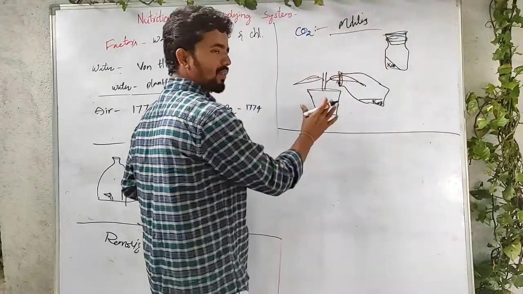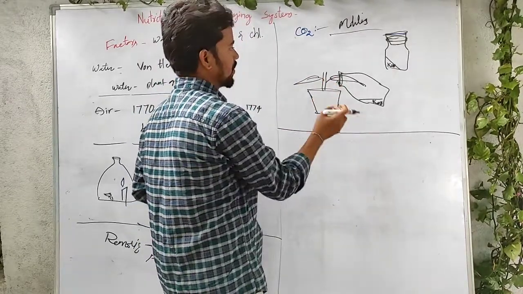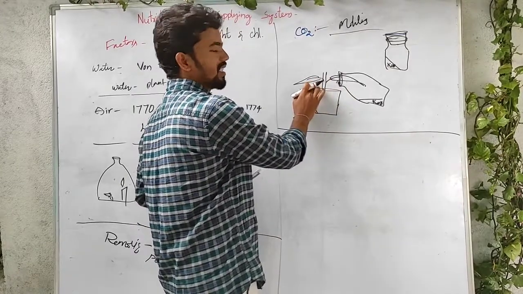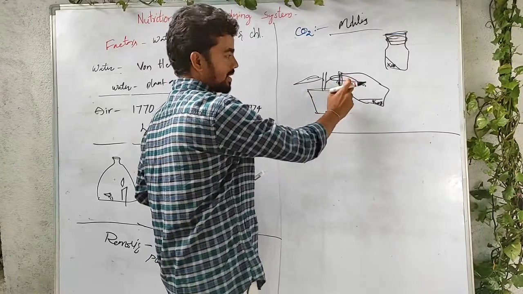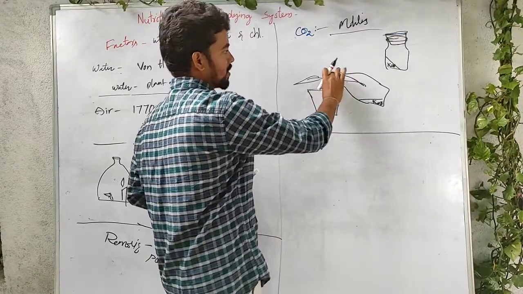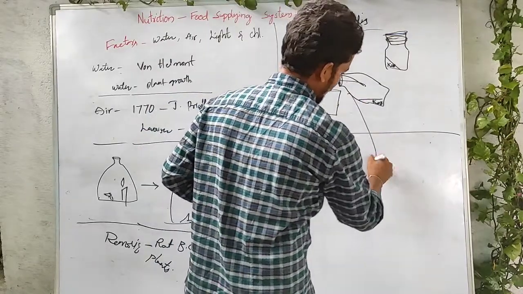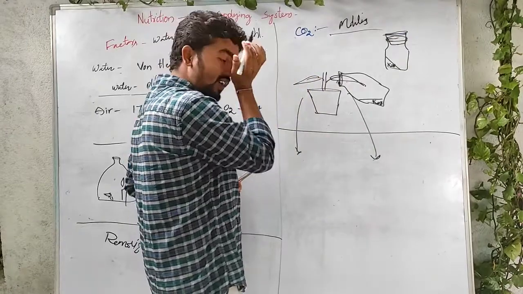After 4 to 5 hours, we have to take this leaf out. This is the test leaf and this is the control. This is a normal leaf, there is no experimental setup here. This is the test leaf which we are testing. So we have to take this leaf and this leaf out.